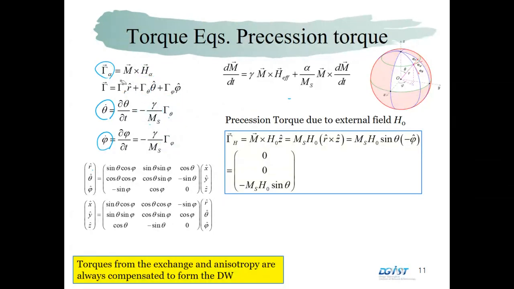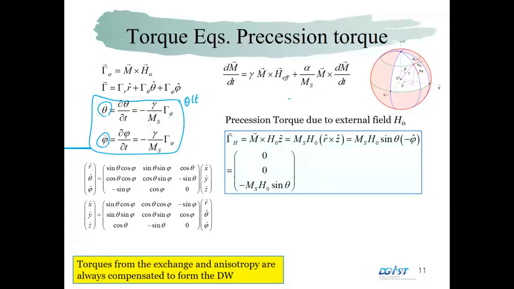So our purpose is finding this relation because we want to solve the dynamics of the spin. It means if we solve this differential equation, and obtain theta as a function of time and phi as a function of time, then the solution is what we want. So what we have to do is find this torque term. Let's start with the easiest one: the precession torque due to the external field, H0. And let's make H0 parallel to the z-axis.